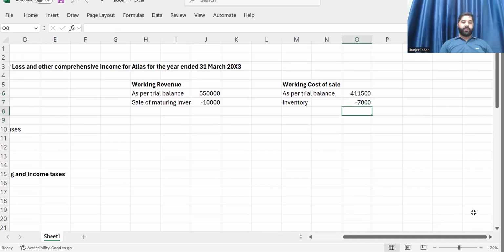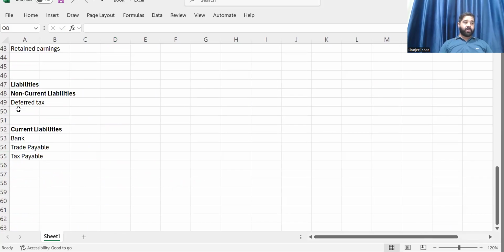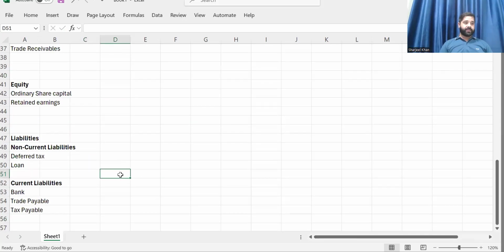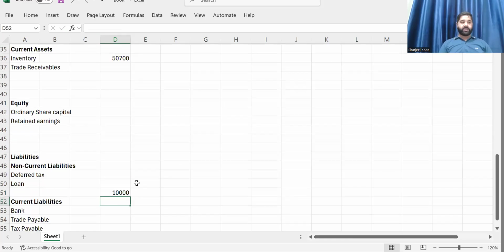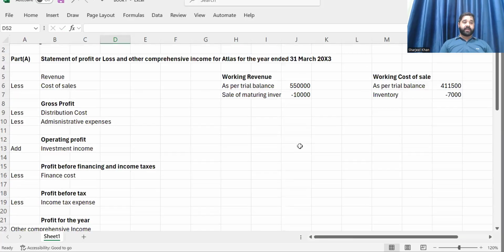Now, it is a repurchase agreement. So any amount received will be treated as a loan, as a financial liability. And the amount of the loan is 10 million, so 10 multiplied by 1,000, which is 10,000, because the amount received is 10 million. Now, if a liability is recognized, it means that we have to calculate the interest cost on that liability as well. So make another adjustment right here.